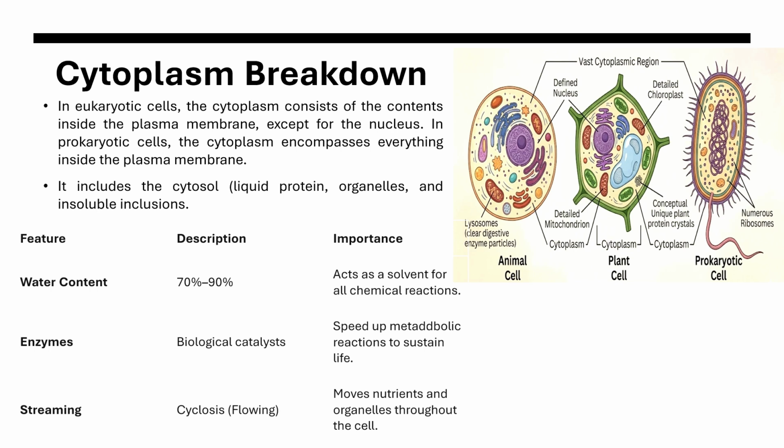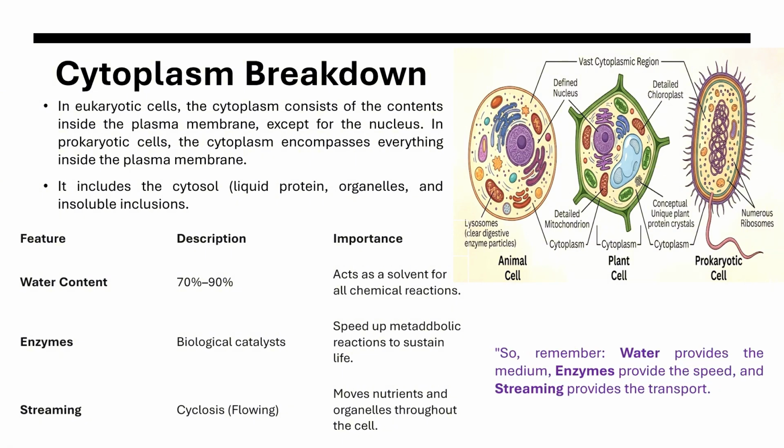Finally, we have streaming, also known by its scientific name, cyclosis. This is the physical flowing of the cytoplasm. It is incredibly important because it acts like an internal conveyor belt, constantly moving nutrients, oxygen, and even whole organelles to exactly where they are required to perform their functions. It ensures that no part of the cell is left starving or clogged with waste.